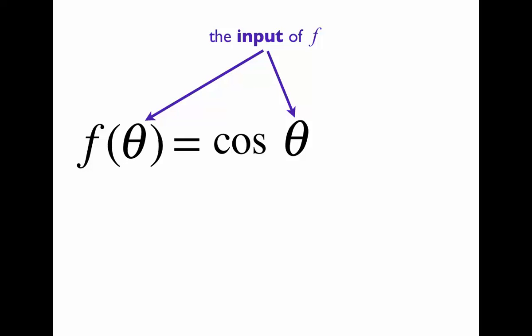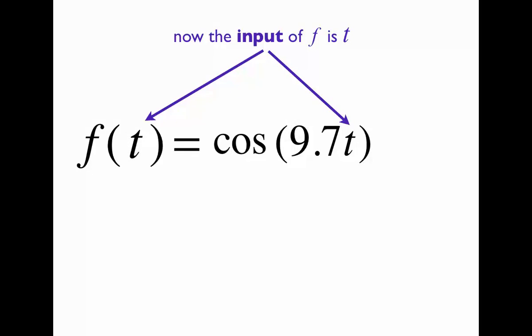So before we started with f, and we said the input of this function was theta. Then this was our h function. Let me change it here. This is h of t now. H of t was that last one we did with the red. Now the input is t. But we saw that this thing, 9.7t as a unit, was important for us as we were doing this analysis.